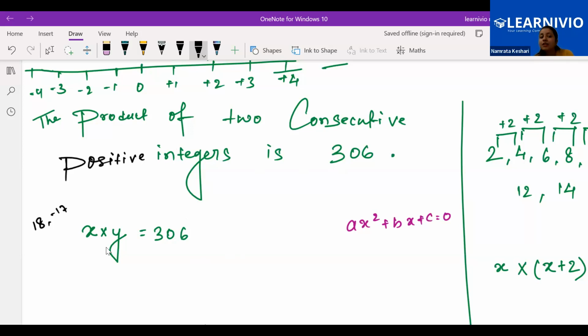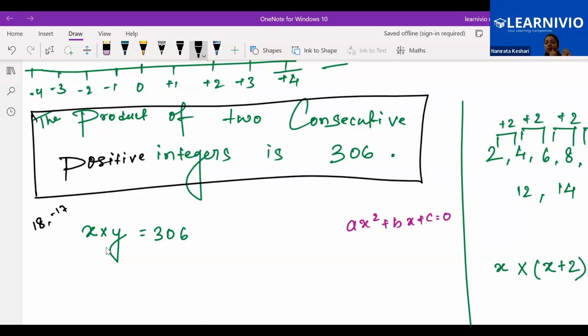I said that we are not going to take x into y is equals to 306, where one integer is x and another integer is y. This is not how we frame the equation here, because this is how we frame it in linear equations in two variables. There we had two conditions and could frame two different equations. But here it is not possible, since only one sentence is given.